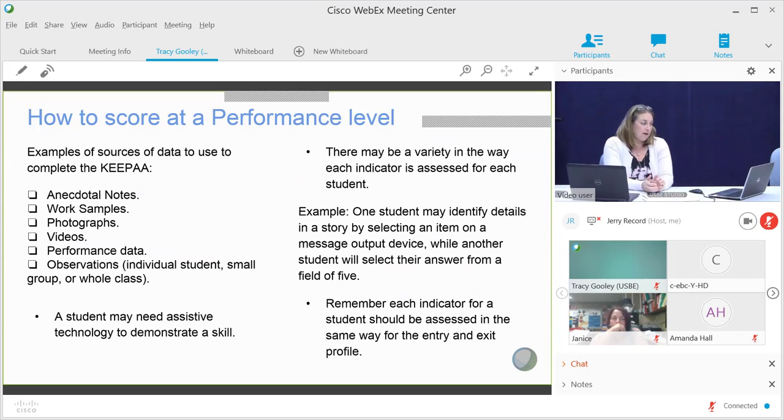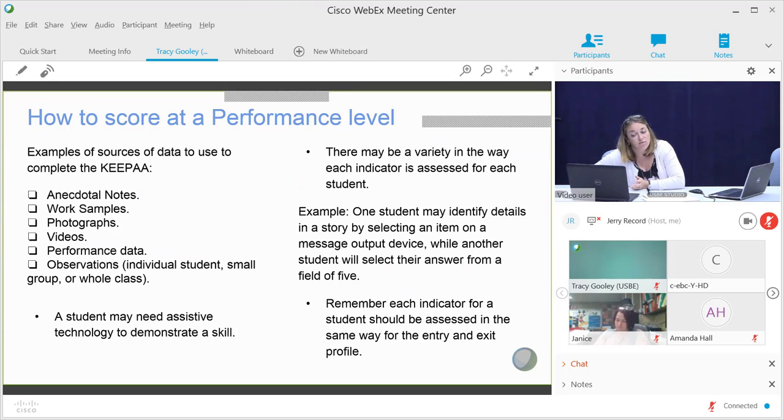So when we had talked earlier about how this was not necessarily meant to be a one-on-one administered assessment, what are some things that you can use to help you determine what you could look at for measuring those skills? So one of the things you could use is anecdotal notes, work samples. I envision photographs or videotapes or things like that. Performance data would maybe come towards the exit, end of year. But a lot of it may simply be observations, whether it be individual students, small group, or whole class. So there's a lot of flexibility in how you're going to go about gathering this information for your students.